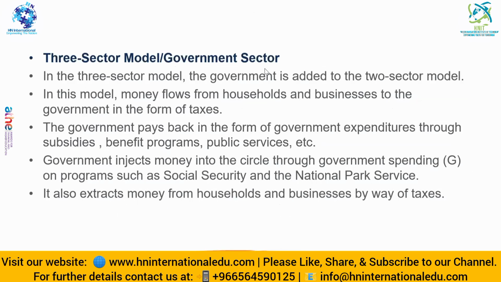Now we have the three sector model, which is the government sector. The first one was the two sector model, which consists of household and the business sector. This is actually the introduction of government. We add government into it. Money flows from household and businesses to the government in the form of taxes. Again, in the two sector model, we were only spending. But in the three sector model, household is giving taxes in what form?